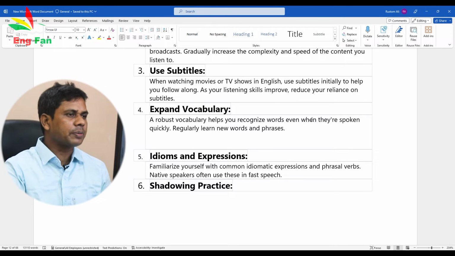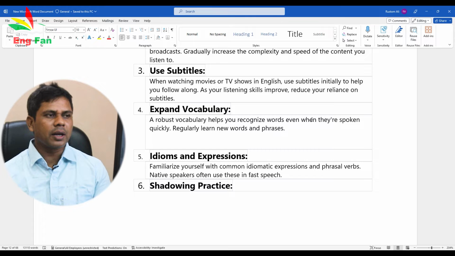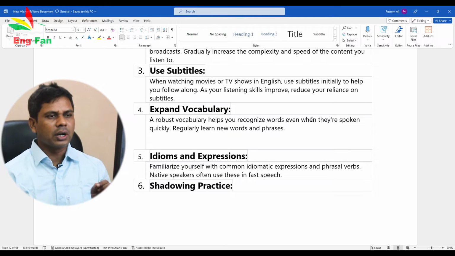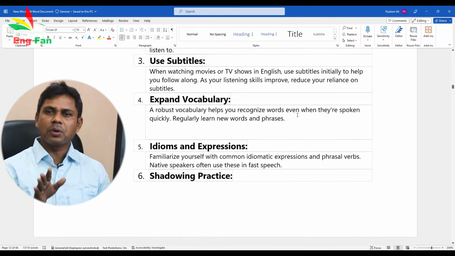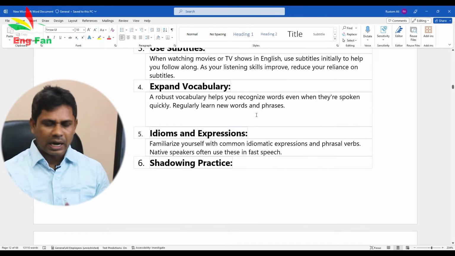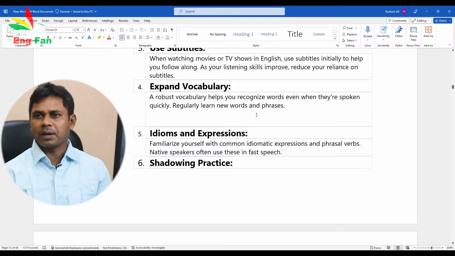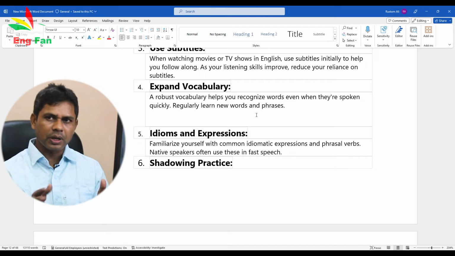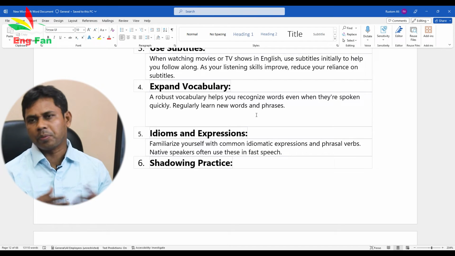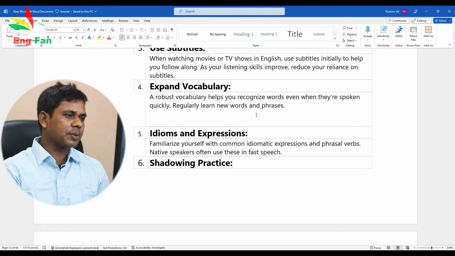Number 3, expand your vocabulary. A robust vocabulary helps you recognize words even when they are spoken quickly. Regularly learn new words and new phrases. You have to know the vocabulary, the phrases, and the clauses also. All the parts of the grammatical items you have to know very carefully, as you are going to be part of the speaking. Idioms and expressions.